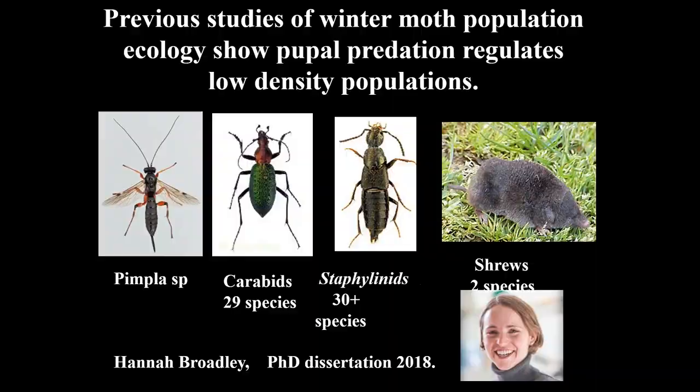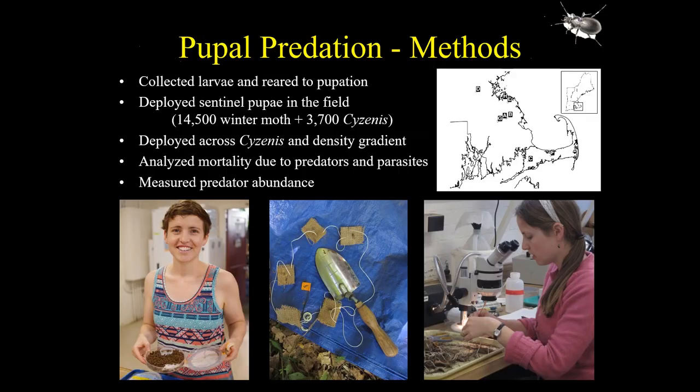This was the PhD dissertation done by Hannah Broadley, and she studied all these predators. There's a whole suite of predators, including 29 species of carabid beetles. These are all beetles that live and feed in the soil, and they consume whatever insect prey they find, including winter moth pupae, as do a couple of shrew species. And Hannah discovered a parasitoid that is causing significant parasitism. We got an ID, but it turned out, with her DNA skills, to actually consist of two cryptic species, one of which has never been described before. It's new to science.